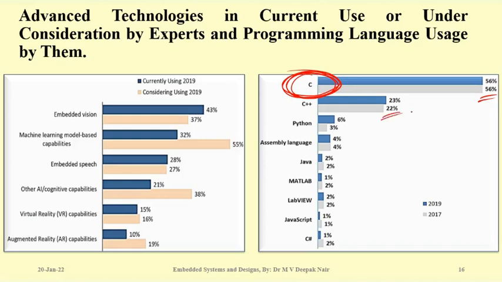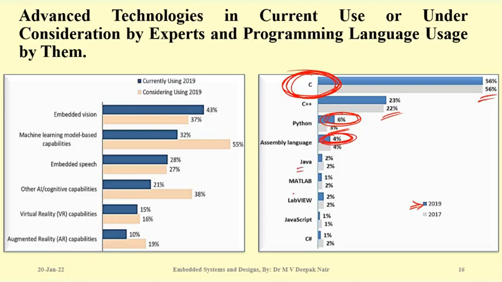Rest, approximately 25% engineers are using C++. Python, in the year 2019, only 6% engineers were using Python. I will come to that why and what are the other available options, and what are the challenges in Python. And apart from that, 4% engineers are using assembly language.